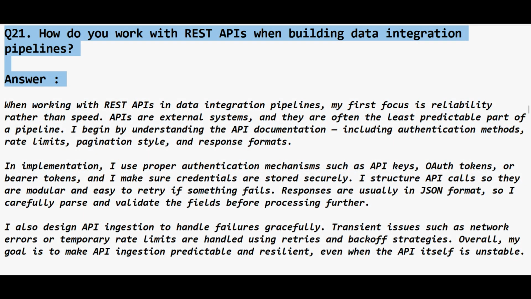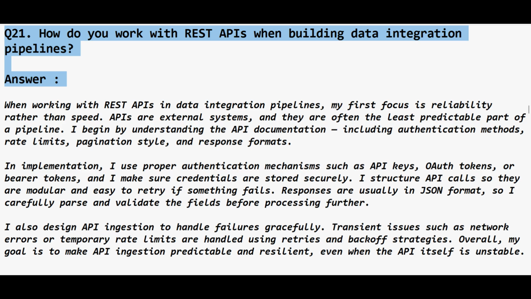Question 21. How do you work with REST APIs when building data integration pipelines? Answer. When working with REST APIs in data integration pipelines, my first focus is reliability rather than speed. APIs are external systems, and they're often the least predictable part of a pipeline. I begin by understanding the API documentation, including authentication methods, rate limits, pagination style, and response formats.